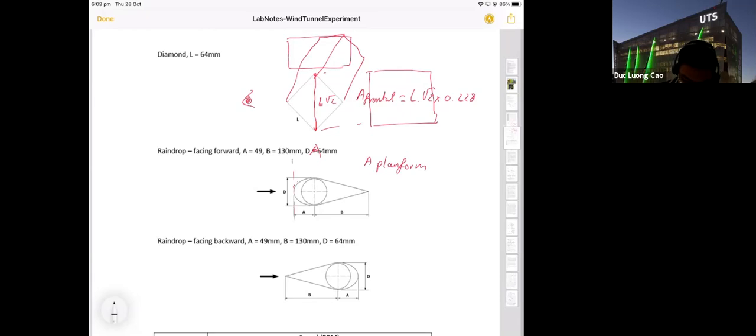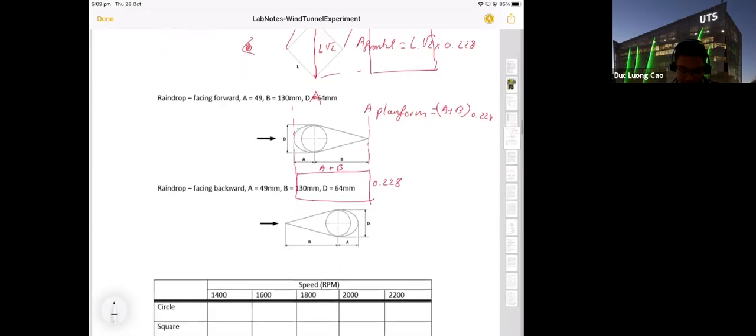For the platform area, we will have a rectangle, but this side is A plus B, and another side is 0.228. Okay, 0.228. You have the rectangle when you see from the top view. So A platform will be equal to (A plus B) times 0.228. Platform, not frontal. If you use frontal, this one is D times 0.228. But not frontal. Platform for thin body or airfoil.